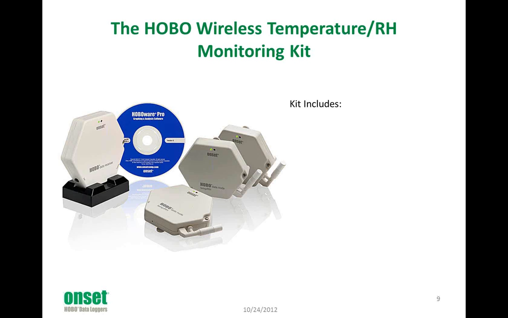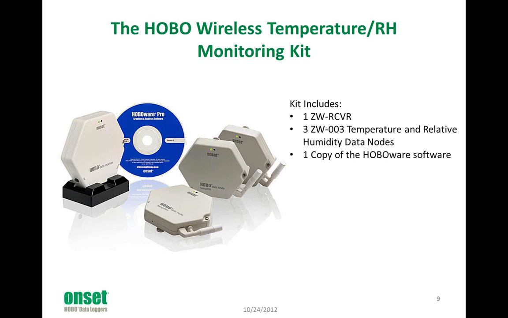So what we've done is taken our wireless data nodes, or the ZWs as we call them, and put them into a kit to make it easier for you. What the kit includes is one ZW receiver, 3 ZW003 temperature and relative humidity nodes, a copy of the software, and all the accessories that come with the units when you buy them individually.